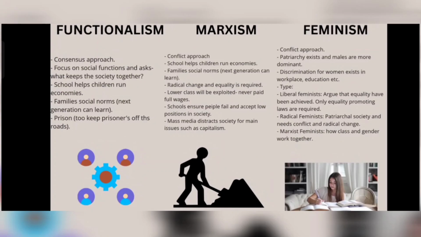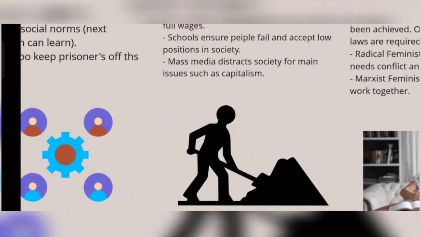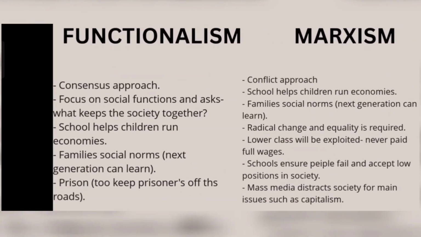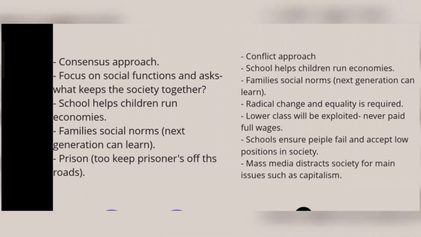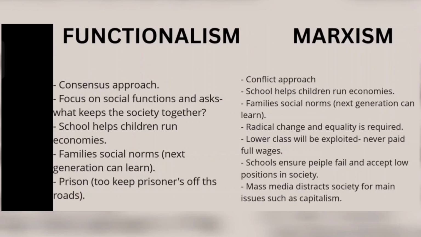Now we will be focusing on three other approaches. First is functionalism. It's basically a consensus approach. As I told you, what is a consensus approach? That society is going in a systematic way.